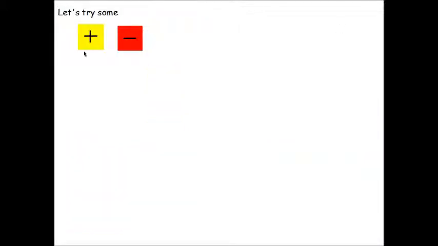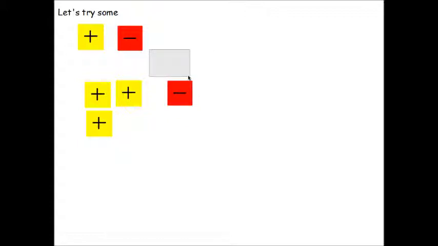Alright, let's try some out. So let's say I have, we'll go with 3 positives and 2 negatives. So if I gave you this problem, write out an expression that would represent this. So you've got to count how many positives there are, count how many negatives, and whenever we combine stuff, it's just adding. So go ahead and try that.